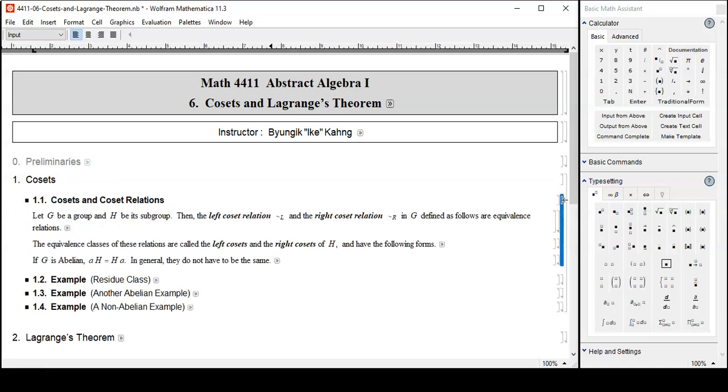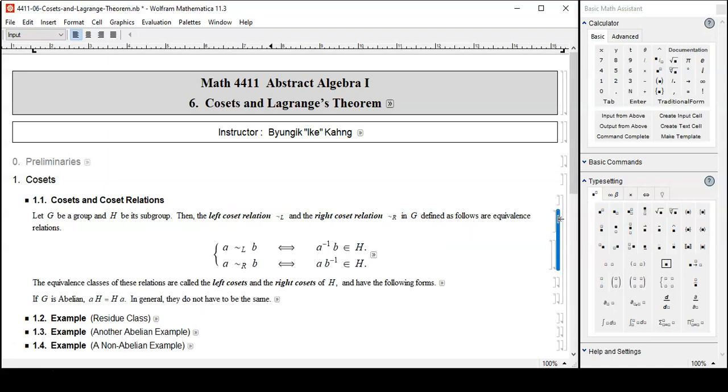Let G be a group and let H be its subgroup. Then we define the relations, the left coset relation and the right coset relation like this: A inverse B belongs to H versus AB inverse belongs to H. So the inverse comes to the left or the right. That makes the difference. We claim that this is an equivalence relation and we're going to study their equivalence classes.